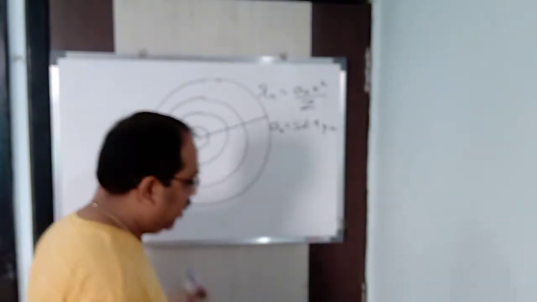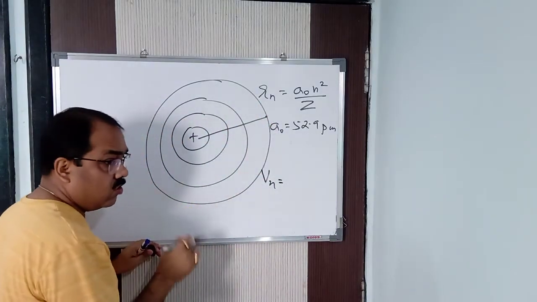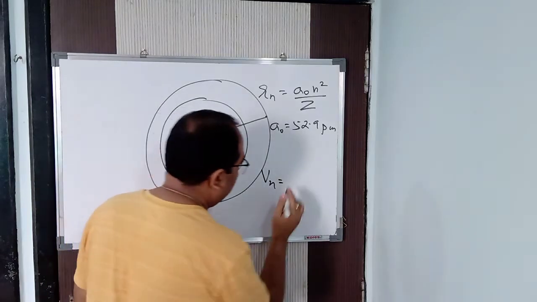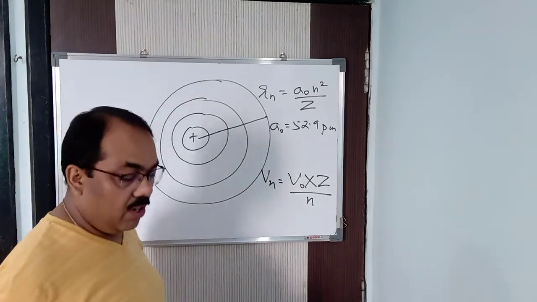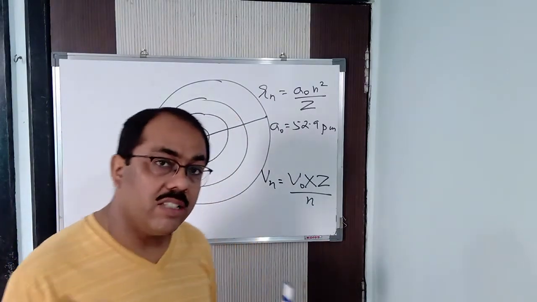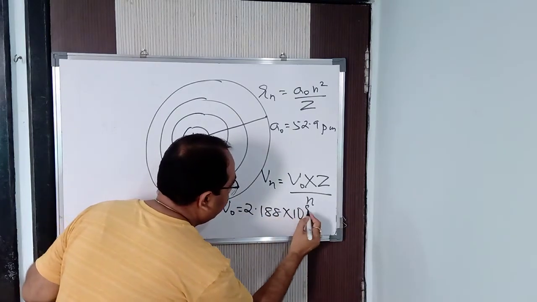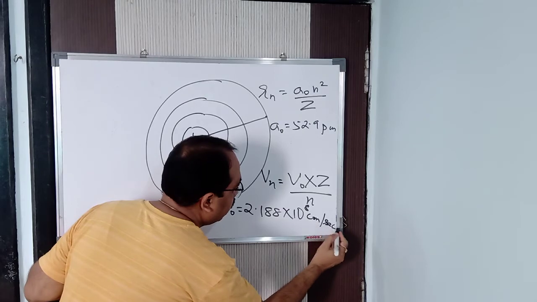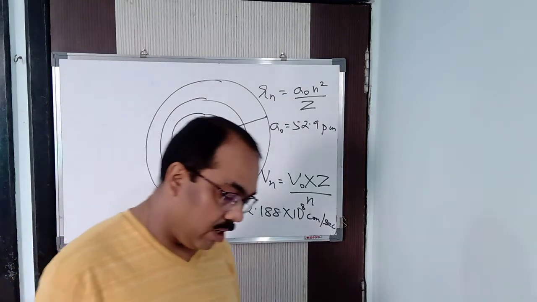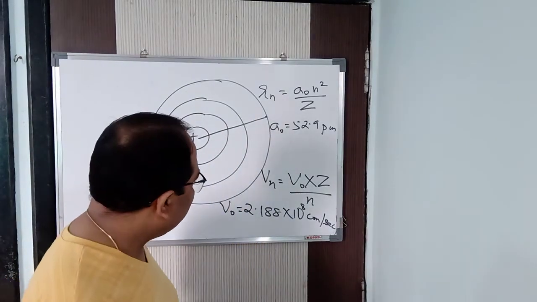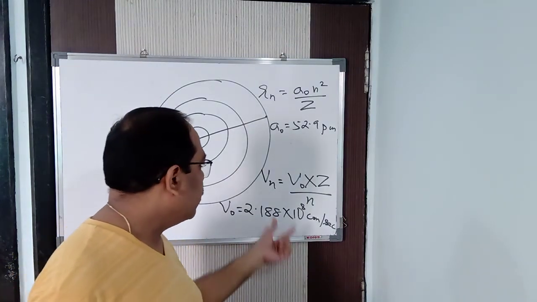Now next, after that, you can also calculate the velocity of the electron. Suppose the electron is present in the third shell. So what is the velocity of the electron in that particular shell? V0 into Z by n, where V0 is again a constant. V0 is 2.188 into 10 to the power 8 centimeter per second. V0 again is a constant, 2.188 into 10 to the power 8 centimeter per second. See, all these constants have been calculated experimentally. By experimental determination, this value has been calculated.